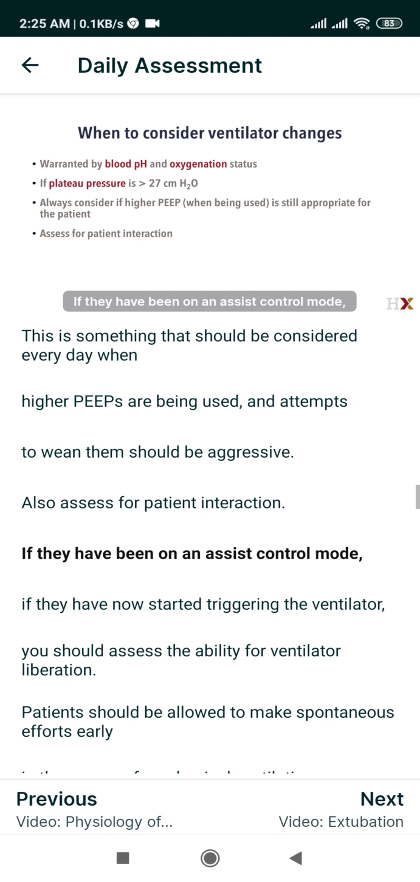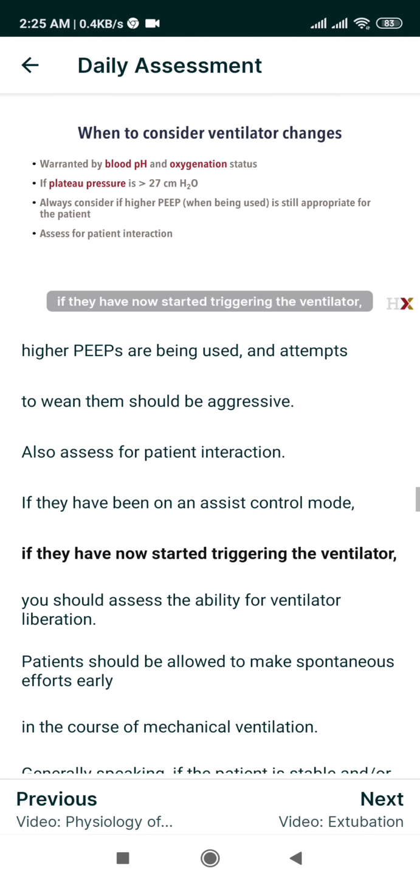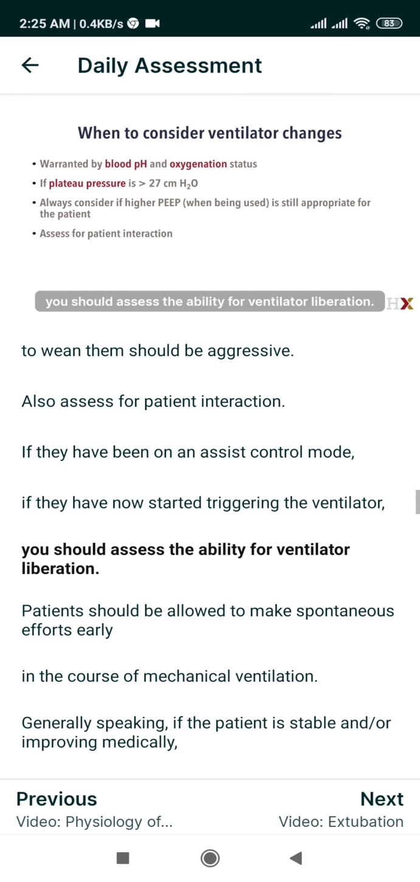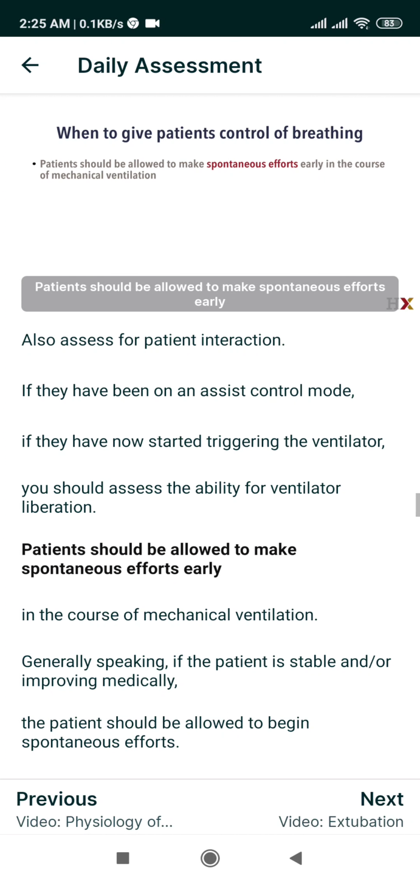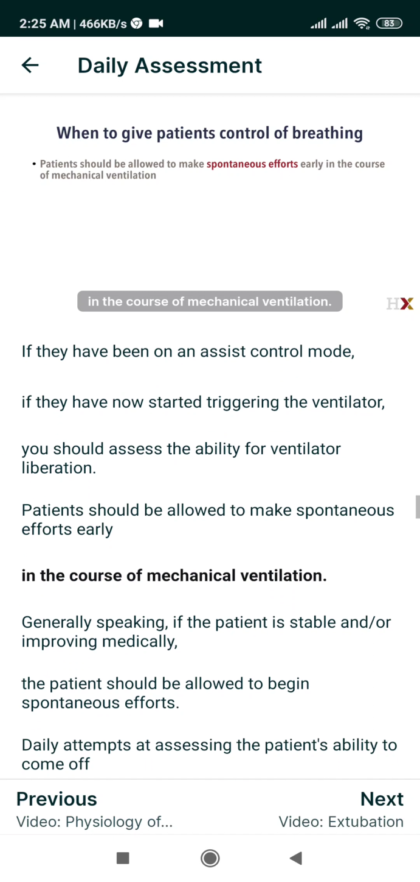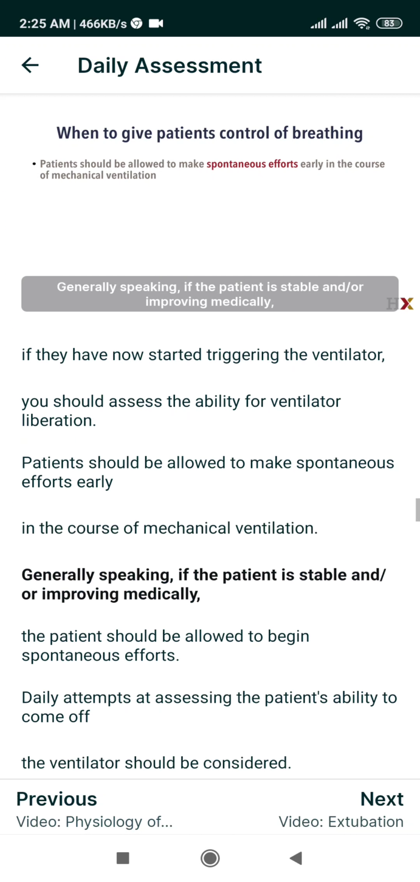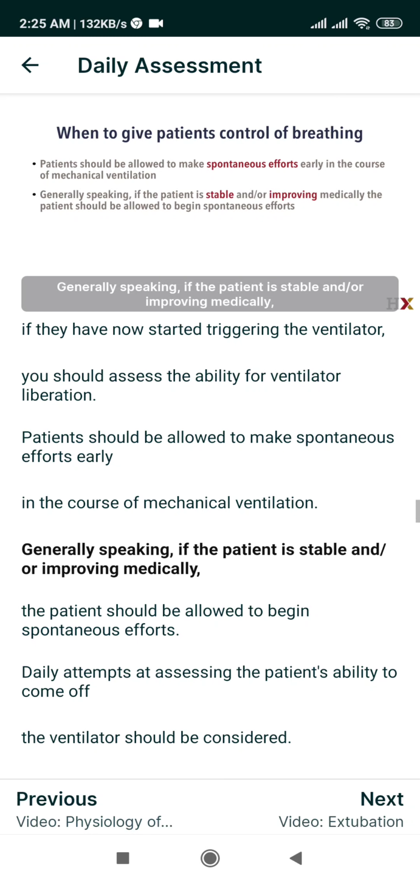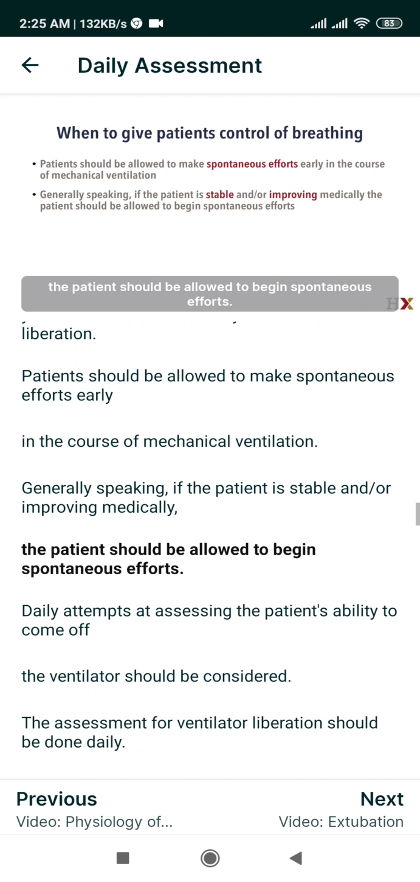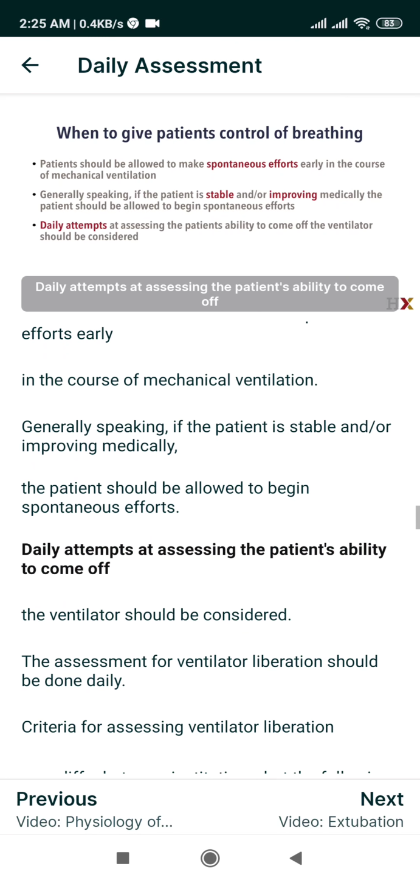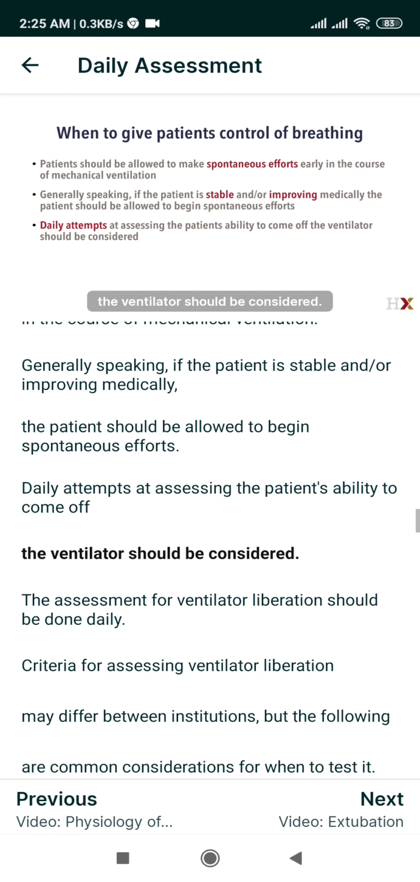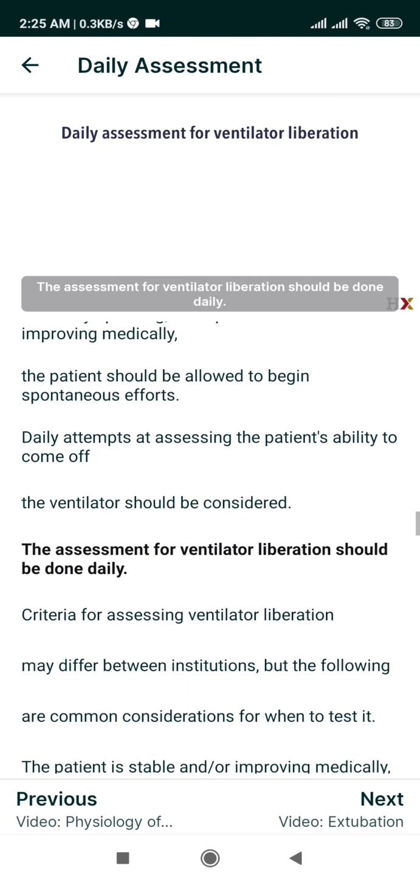If they have been on an assist control mode, if they have now started triggering the ventilator, you should assess the ability for ventilator liberation. Patients should be allowed to make spontaneous efforts early in the course of mechanical ventilation. Generally speaking, if the patient is stable and/or improving medically, the patient should be allowed to begin spontaneous efforts. Daily attempts at assessing the patient's ability to come off the ventilator should be considered. The assessment for ventilator liberation should be done daily.